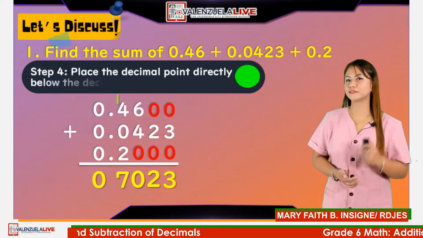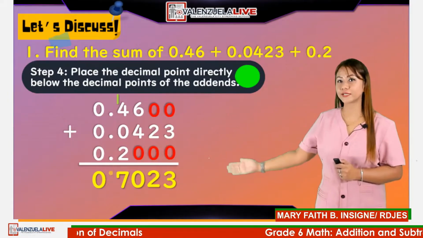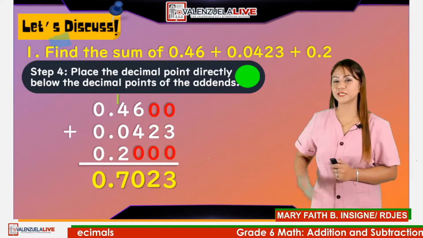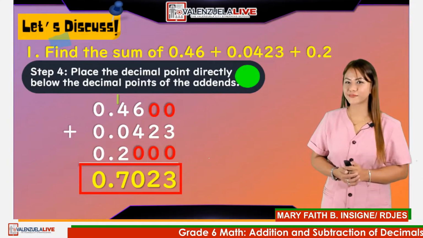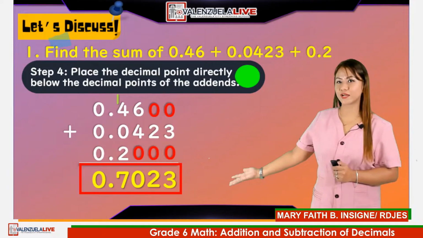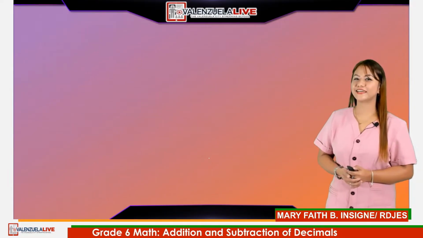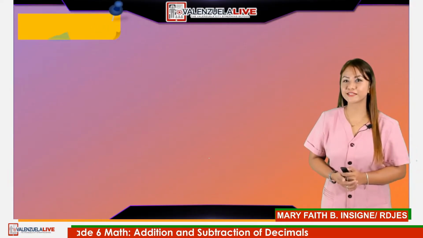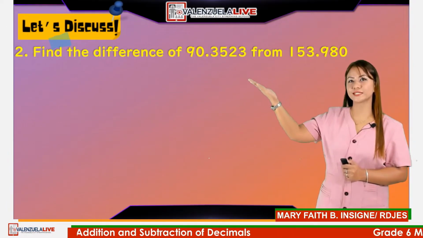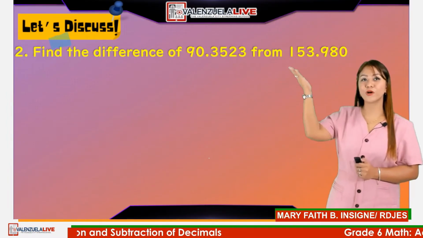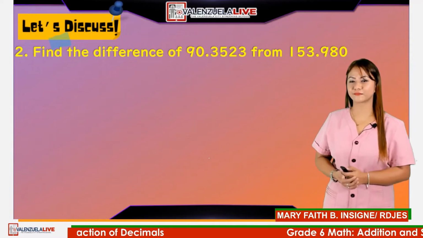Of course, in step 4, do not forget to place the decimal point directly below the decimal points of the addends. Therefore, the sum of the given decimal numbers is 7,023 ten-thousandths. This time, let's get the difference of 90 and 3,523 ten-thousandths from 153 and 980 thousandths.